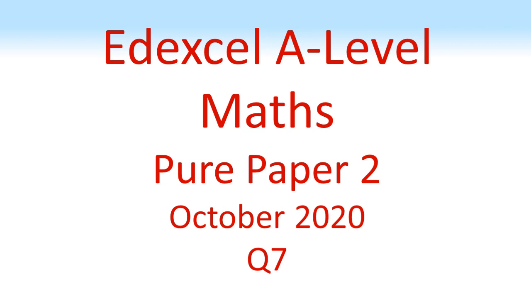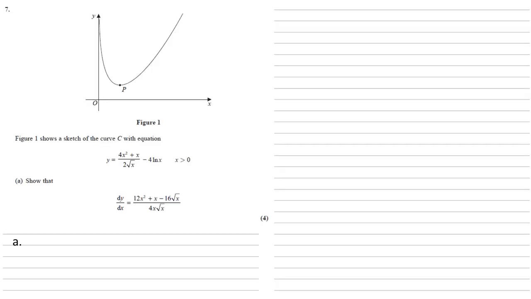Edexcel A-Level Maths, Pure Paper 2, October 2020, Question 7. Figure 1 shows a sketch of the curve C with equation y equals (4x squared plus x) all over 2 root x, minus 4 log natural x. For part A, we need to show that dy by dx equals (12x squared plus x minus 16 root x) all over 4x root x.